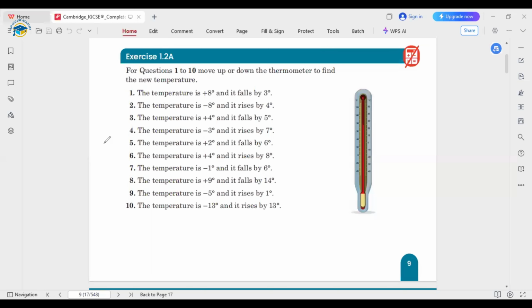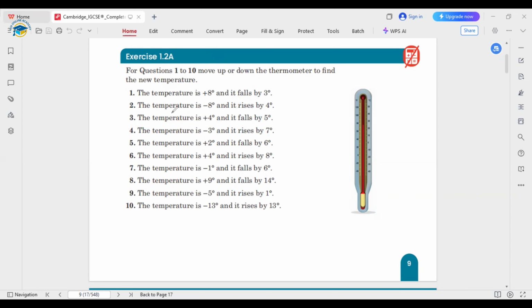Okay, students, so here is exercise 1.2a. In this, they're saying that from question number 1 up to question number 10, move up or down the thermometer and find out the new temperature. Okay, we need to move up if the temperature rises, and if it falls, then we need to move down.